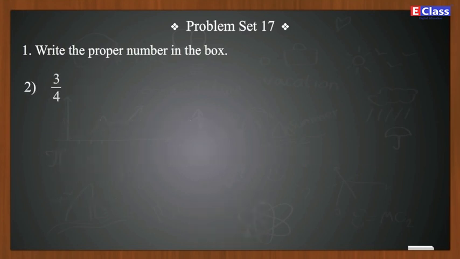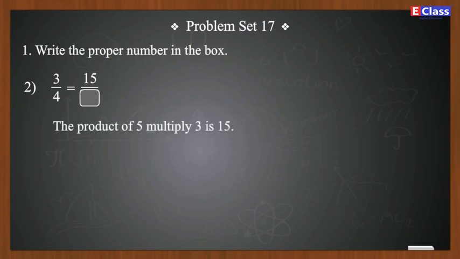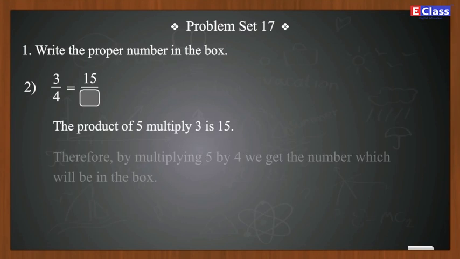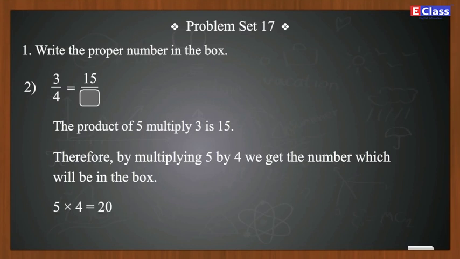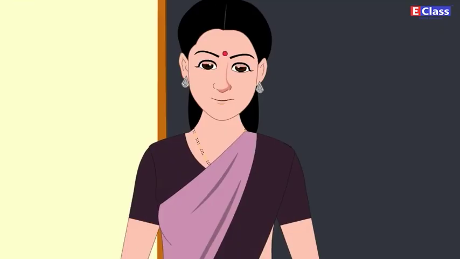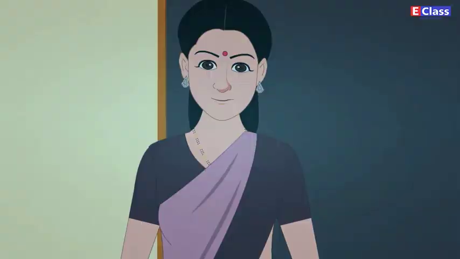2. 3 upon 4 is equal to 15 upon empty box. The product of 5 multiplied by 3 is 15. Therefore, by multiplying 5 by 4, we get the number which will be in the box. Therefore, the number in the box is 5 multiplied by 4 is equal to 20. Here, I have solved 2 sub-questions of problem number 1 as an example. Now, you have to solve the remaining sub-questions.